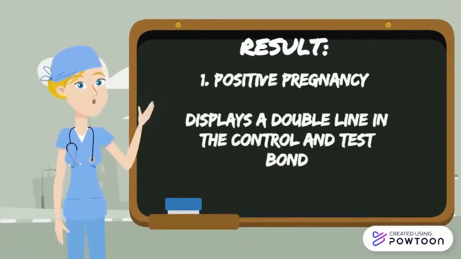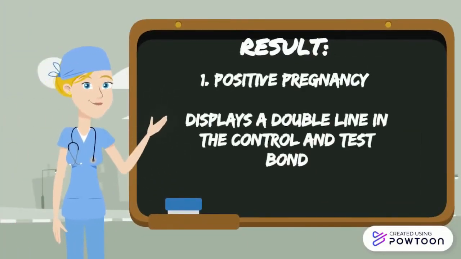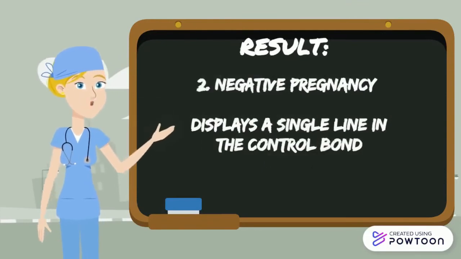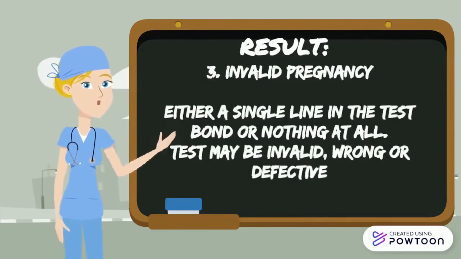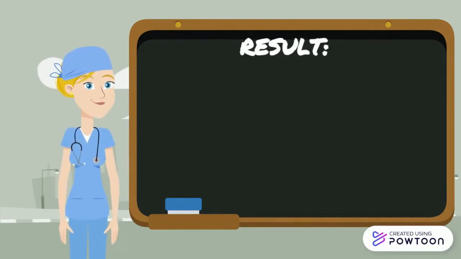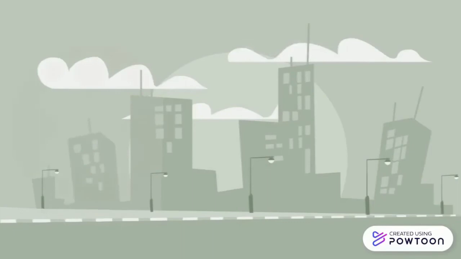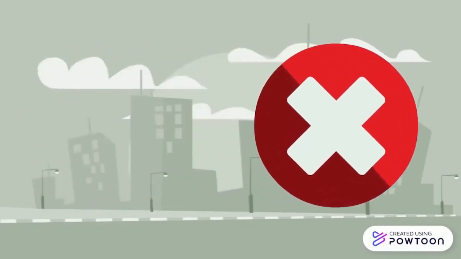Positive pregnancy displays a double line in the control and test band. Negative pregnancy displays a single line in the control band. Invalid pregnancy displays either a single line in the test band or none at all. This indicates that the sample being tested is invalid, wrong, or defective.